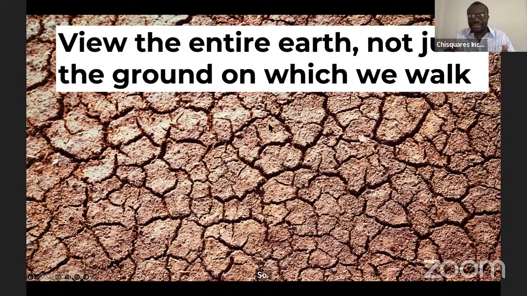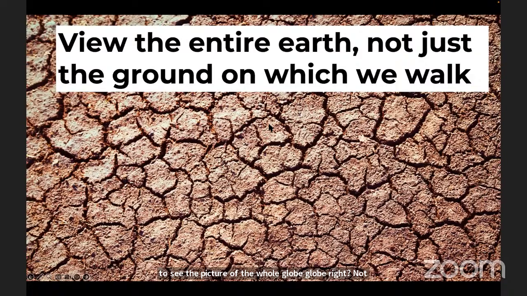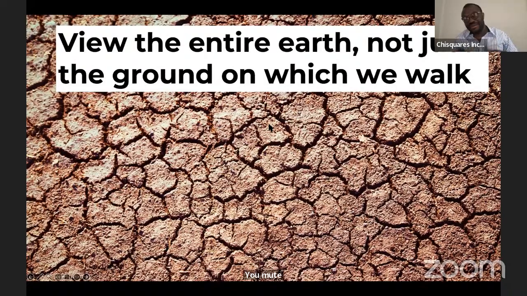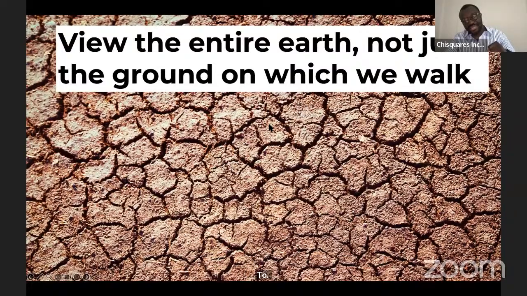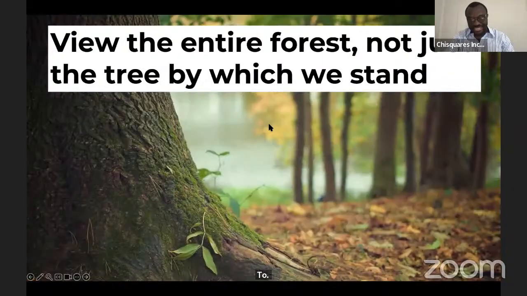But you're standing on the ground already. You want to see the picture of the whole globe, right? Not just the ground on which you're standing. So do you move away from the earth or towards the earth? You're standing on the ground already. But you want to see the whole earth, not just the ground on which you're standing. Towards the earth, final approach. Okay. I beg to differ, but let's move on.